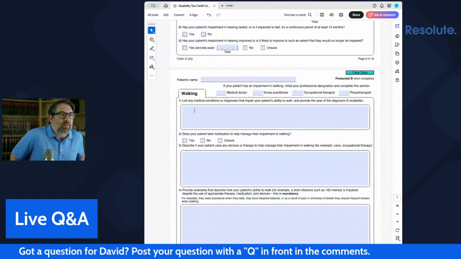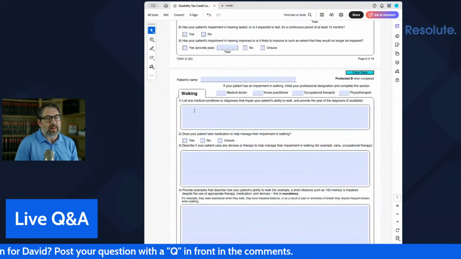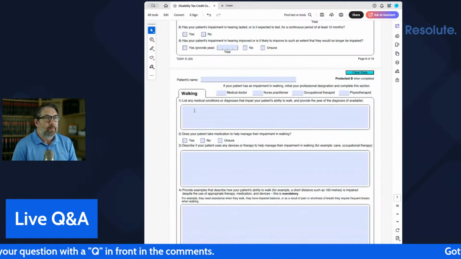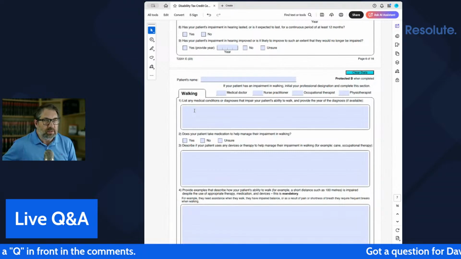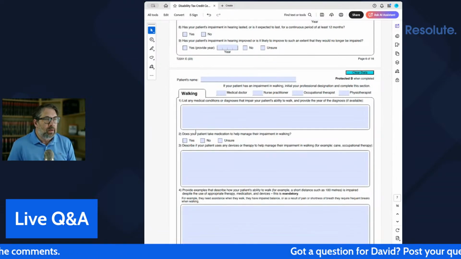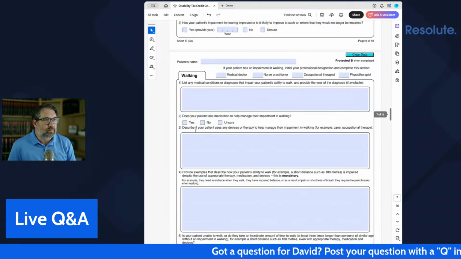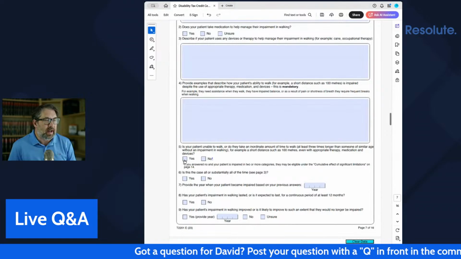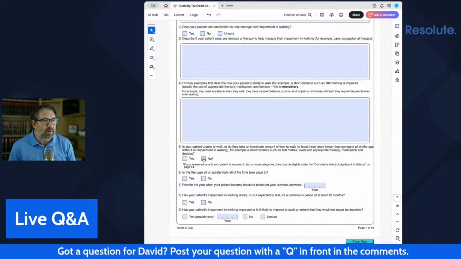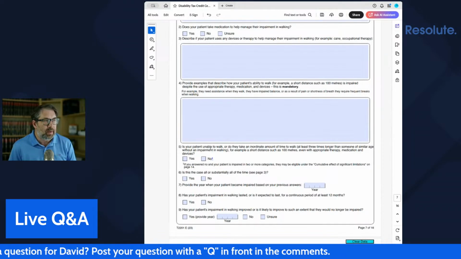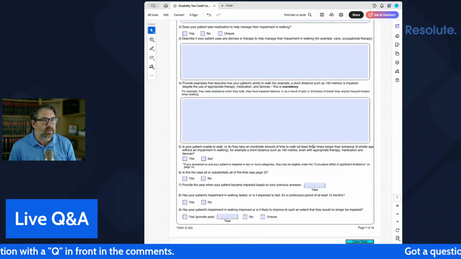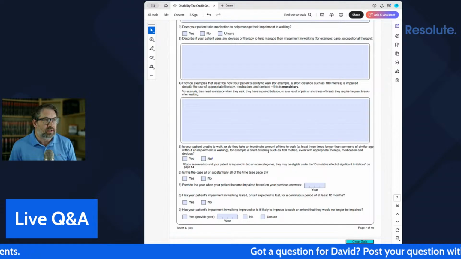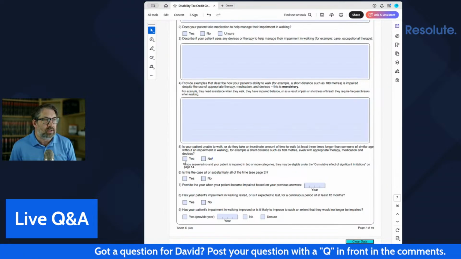Walking is a very common one. This is one of the most common ones, at least that I see anyway. Doesn't mean this is the most common overall, but it's one of the most common I see. And here's the question right here. It has to be clicked yes if you're going to be approved for walking. Is your patient unable to walk, or do they take an inordinate amount of time to walk, at least 3 times longer than normal, a short distance such as 100 meters, even with appropriate therapy, medication, and devices?